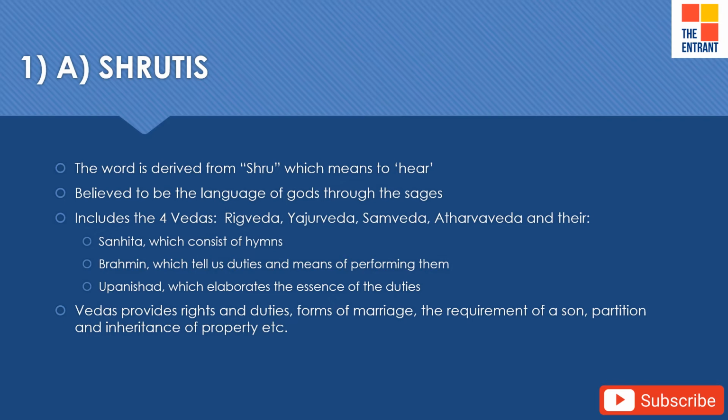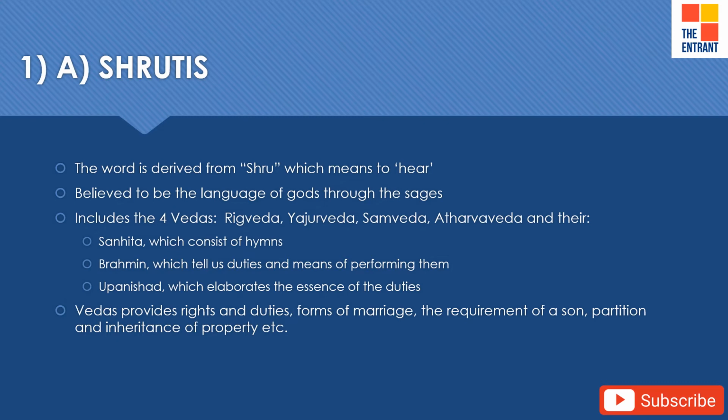The Vedas provide information on rights and duties, forms of marriage, partition, and inheritance of property. They also provided for the division of the society into the four varnas, that is, the Brahmin, Kshatriya, Vaishya, and the Shudra, and the stages of a person's lifetime into various ashramas: the Brahmacharya, Grihastha, Vanaprastha, and Sannyasa. The four Vedas are the Rig Veda, Yajur Veda, Sama Veda, and Atharva Veda.